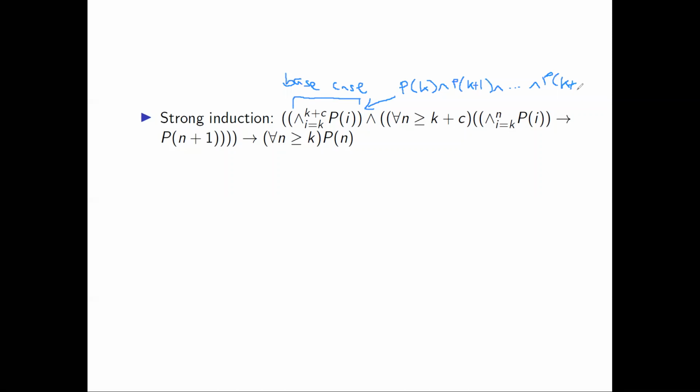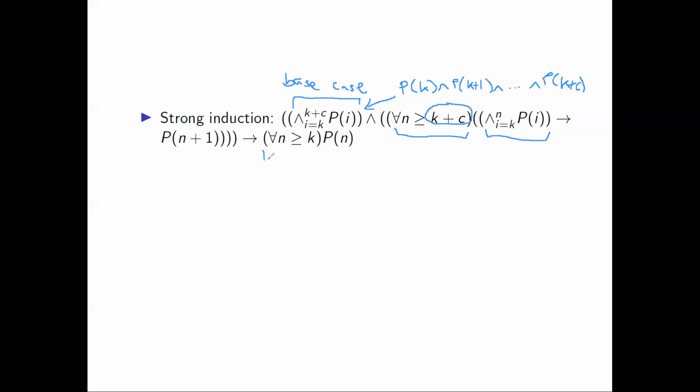Notice that this also slightly changes the inductive step. For the inductive step, our quantifier here starts from k plus c instead of from k. And our inductive hypothesis is still the same. We assume that all of the P(i) are true for i equals k up to n, where n, again, is greater than or equal to k plus c. And we use that to prove P of n plus 1. And this is for all n greater than or equal to k plus c again.